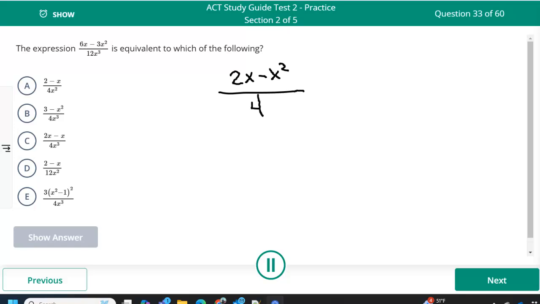All right, we've got another common factor here, and that is the x. So if we cancel out an x, the x is going to be gone here, the squared is going to be gone here. We're going to have 2 minus x over 4x squared. So that is the answer A.